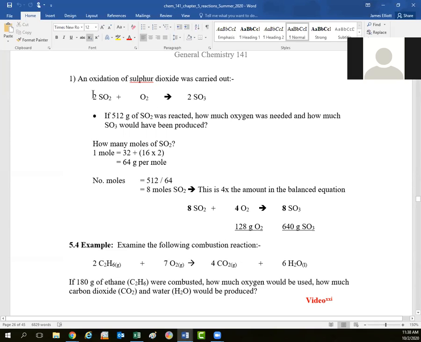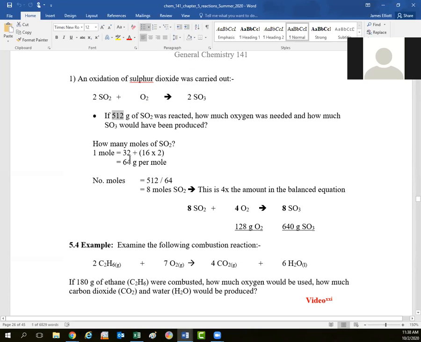So the sulfur dioxide combining with oxygen in a combustion reaction to produce sulfur trioxide. If we had 512 grams of the sulfur dioxide, SO2, how much oxygen would we need to react with it, and how much sulfur trioxide would be produced? Well, we need to turn that mass into a molar quantity because our equation is talking to us in molar quantities.